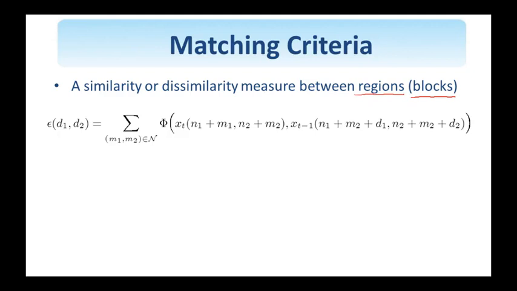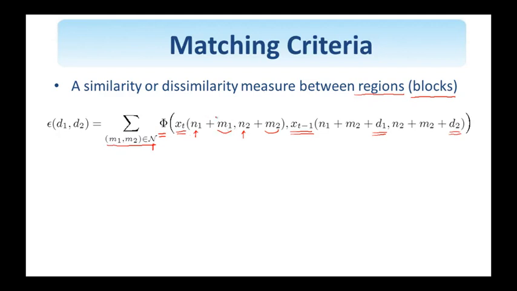So what we see here is a function phi. It's a function of the block at time t and the block at time t minus 1. The block is anchored at n1 and n2, and then I look at pixels around n1 and n2 indicated by m1, m2, which belong to this region indicated by calligraphic N. So x at t minus 1 is at the same location, but I'm looking at the displacements d1, d2 that will make these two blocks at t and t minus 1 either similar, in which case I try to maximize this function, or dissimilar, in which case I try to minimize this function.